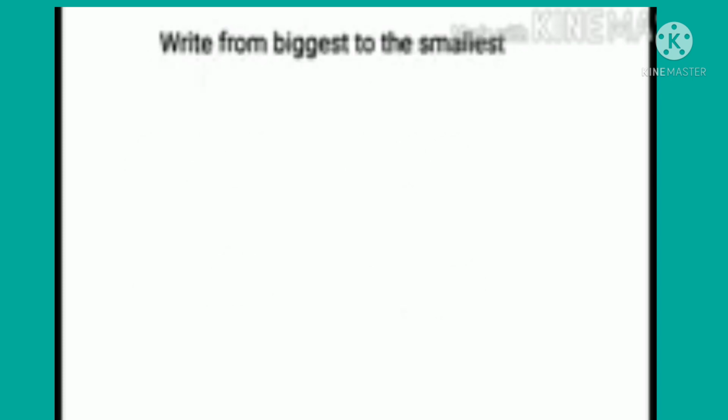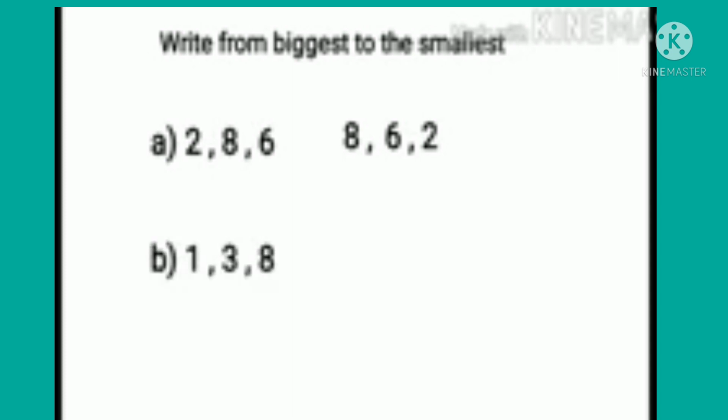So now let us write the numbers from biggest to the smallest. Now the first set has the numbers 2, 8 and 6. So which is the biggest here? 8. Next 6. Then 2. Next set of numbers 1, 3 and 8. Which is the biggest? Again 8 is the biggest. Next one 3. And the last one 1. So you have learned how to write the numbers from biggest to the smallest also.